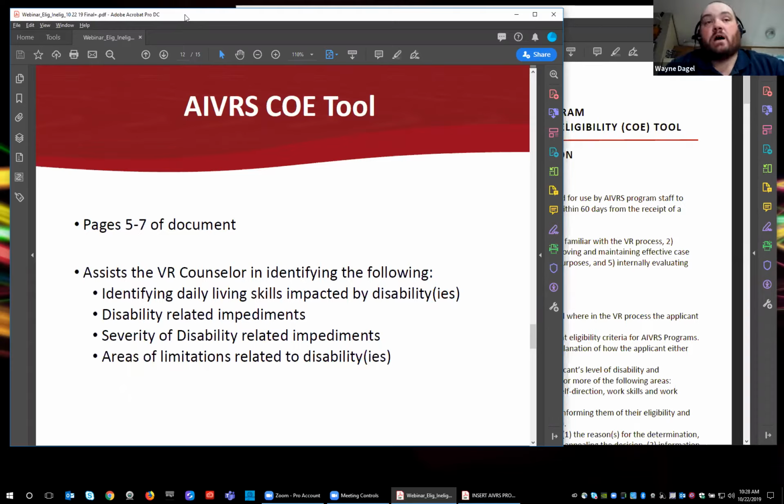And so I brought it across into the tool because it helps identify daily living skills that are impacted by the disability or disabilities. It talks about the related impediments. It shows the severity of disability and the related impediments. And it also helps identify areas of limitations. Okay, so once we get to that document, you'll get a better understanding. Right now, it's just kind of me talking about it. And I think we can go ahead and go to the tool now, John, and go through that.